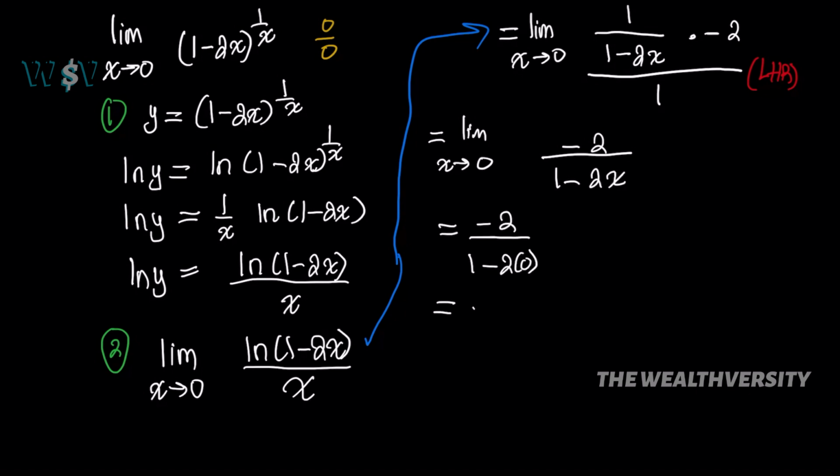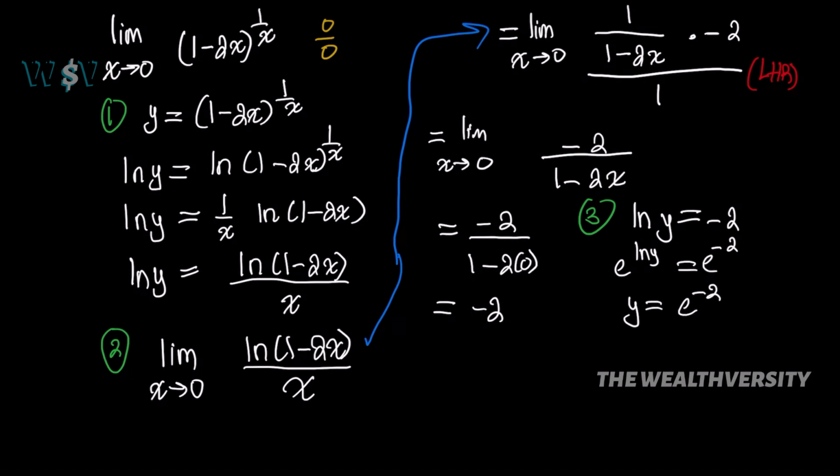However, we are not done yet, because notice that it's ln y that is equal to negative 2. So we have to fully isolate y, which will give us e to the power of negative 2.